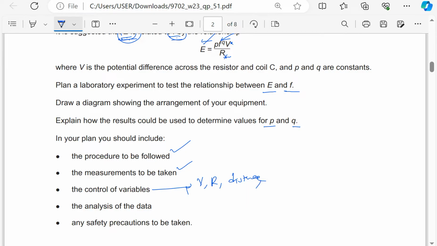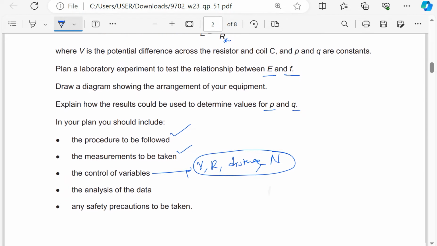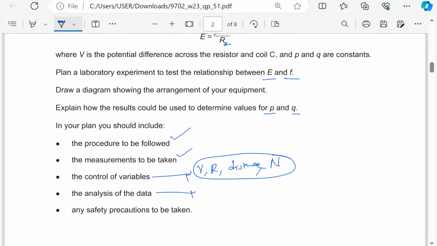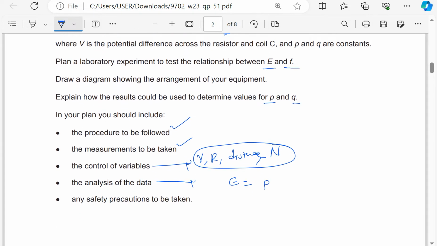We should also ensure that the number of turns of the coil remains constant because all these would affect the induced EMF. Then analysis, which graph shall we plot? So we have E equals to P F power Q times V divided by R.